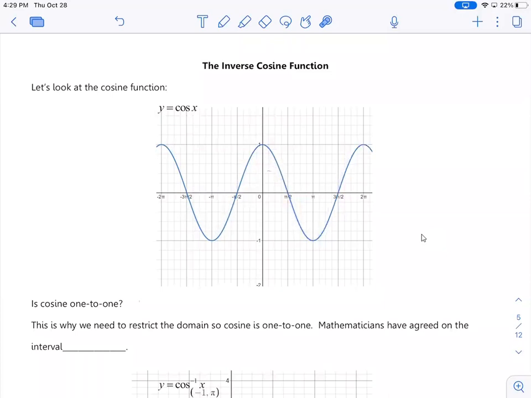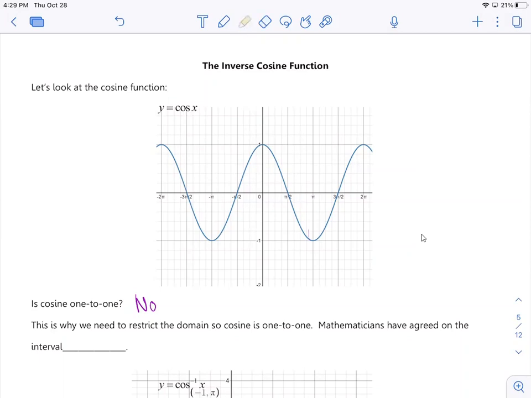And how you would figure that out is you would look and see, we know it's a function because it passes the vertical line test. And to be one-to-one, it also has to pass the horizontal line test. Well, we see here alone that it would not be one-to-one because those inputs are producing the same outputs, so no. So once again, we have to restrict our domain so that our inverse will actually be a function.